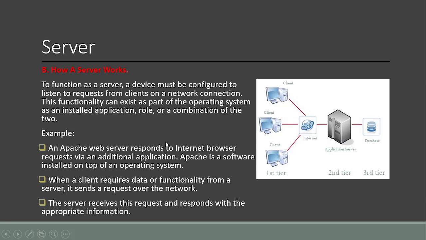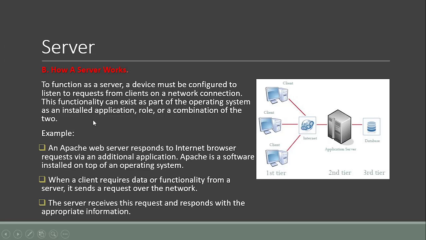So to function as a server, a device must be configured to listen to requests from clients. On a network connection, this functionality can exist as part of the operating system, as an installed application role, or a combination of the two. All these things, before it can perform tasks in terms of listening to requests from clients, need to be configured rightly.